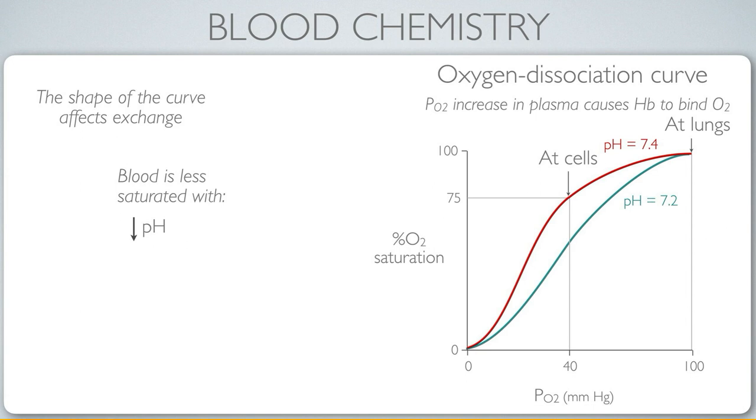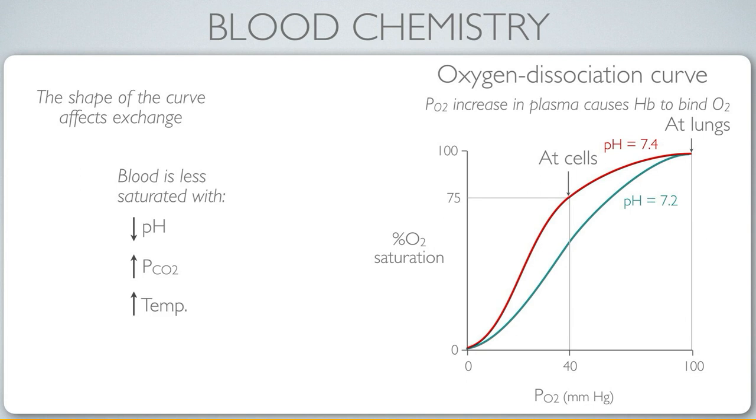You get the same effect if there's an elevation in the partial pressure of carbon dioxide. If the partial pressure of CO2 is greater in the blood, then the blood will be less saturated for O2. This matters at the level of the cells. You also get the same kind of effect if the blood is at higher temperature.